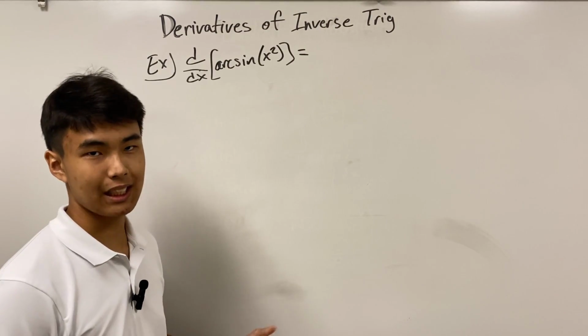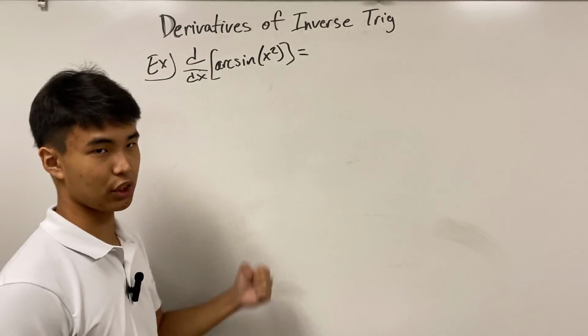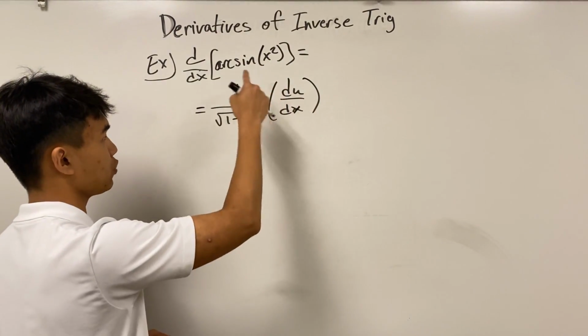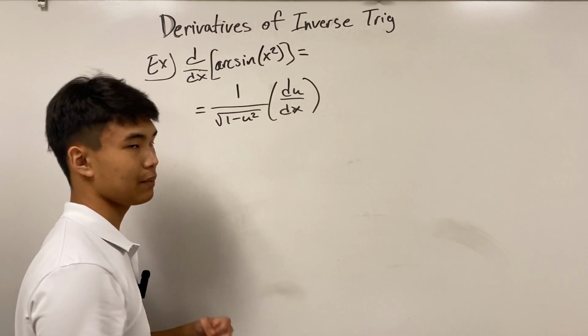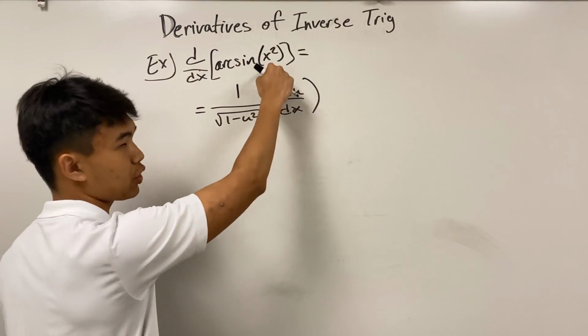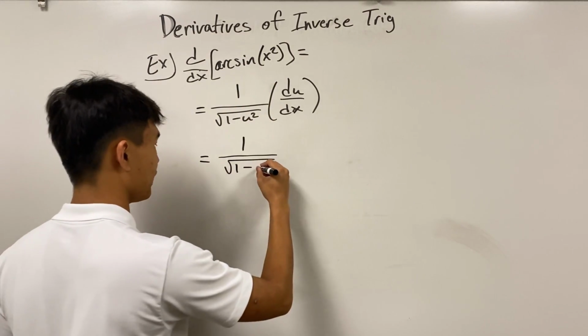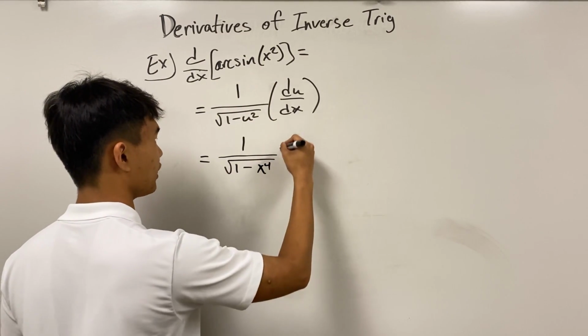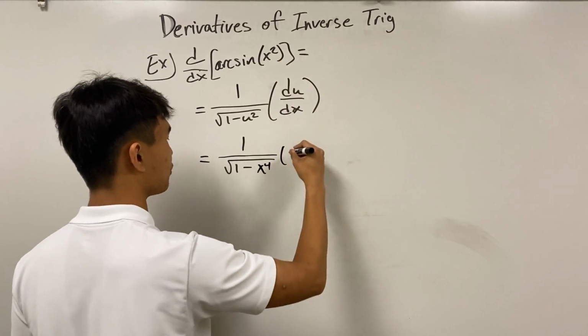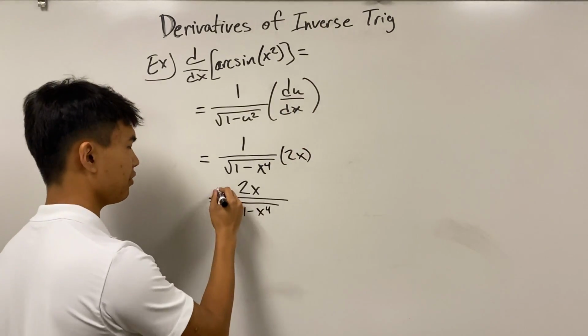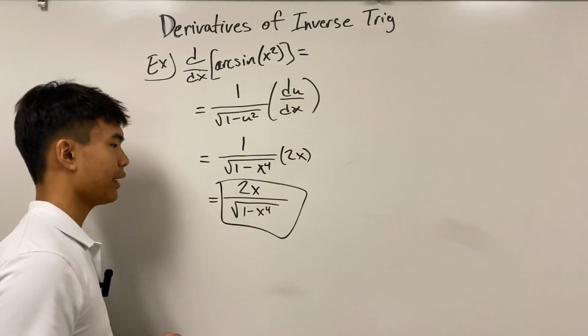For our first example, we're going to find the derivative of arcsine of x squared. Remember that the derivative of arcsine is 1 over root 1 minus u squared times du dx. And our u here is x squared. So all we have to do is just plug in. If u is x squared, then u squared is x to the 4th. And our du dx is, by the power rule, 2x. So our derivative is 2x over the square root of 1 minus x to the 4th.